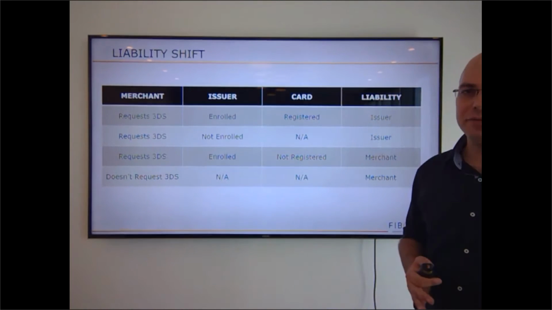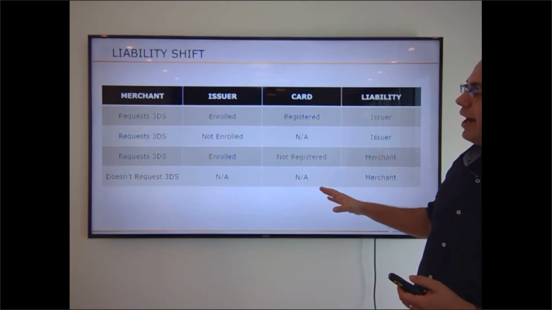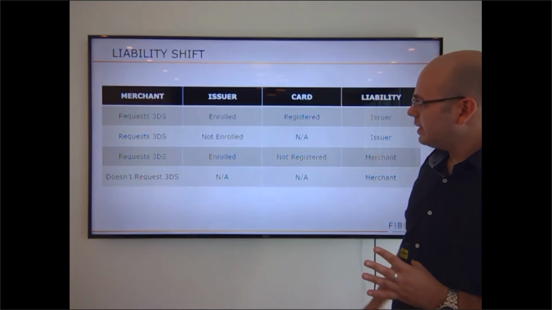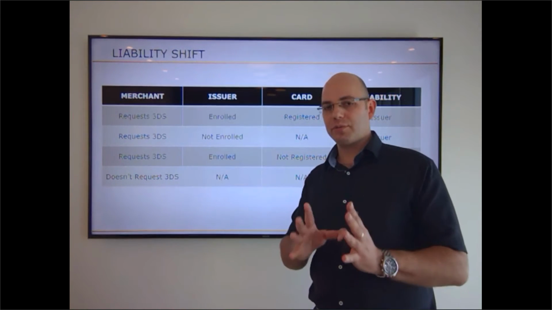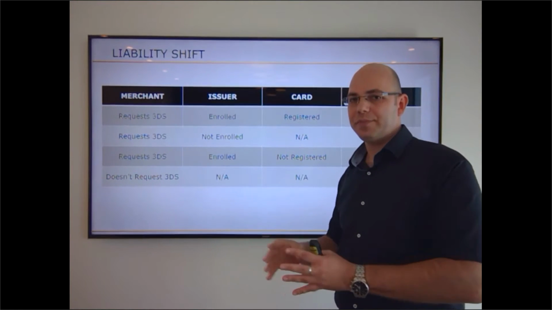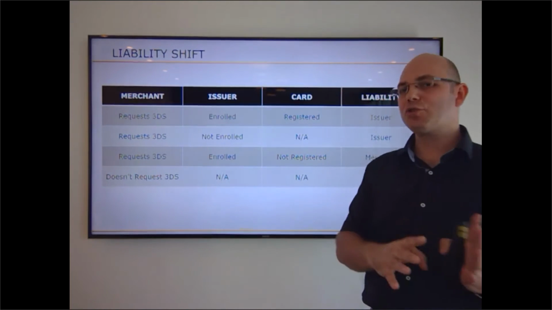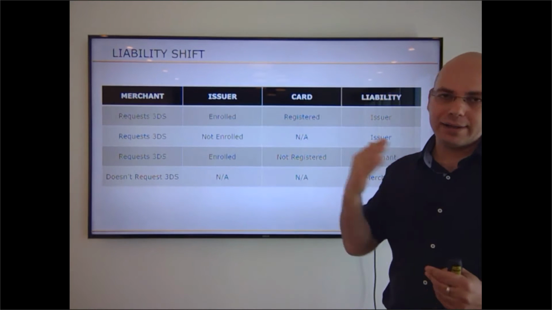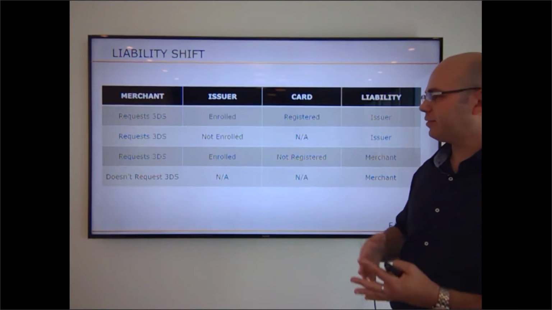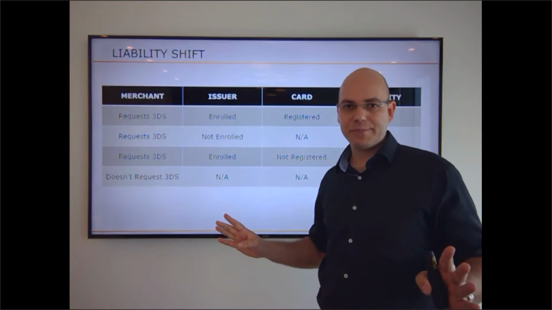Now, in order for this to happen, several parameters need to be in place. The first thing that needs to happen is the merchant needs to request for this transaction to be done in 3D. The issuer needs to be enrolled in the 3D program. The card needs to be registered for use with 3D Secure. If all of these three parameters are met, the liability shifts and the issuer is responsible for fraud and all of the consequences of fraud, such as chargebacks and loss of money, etc. We call this situation full 3D Secure or full authentication.